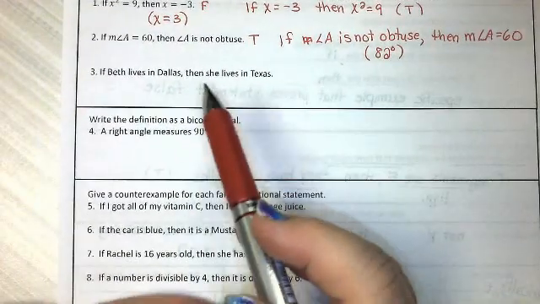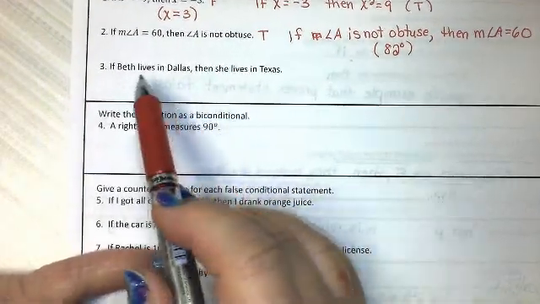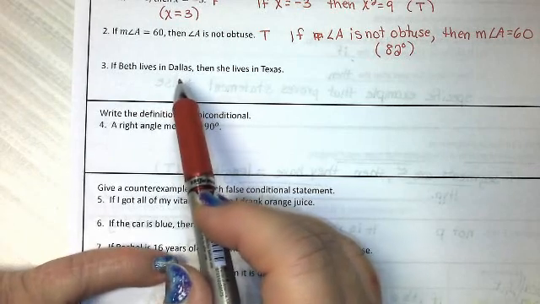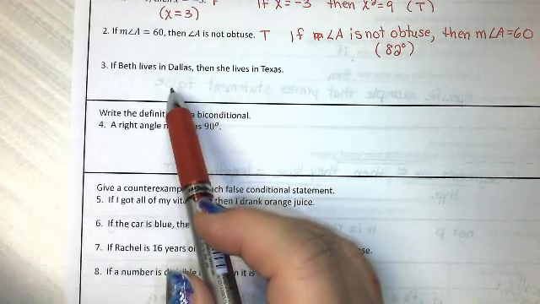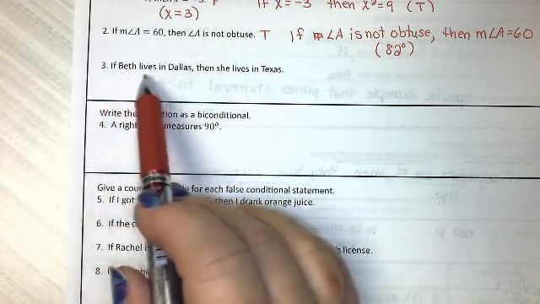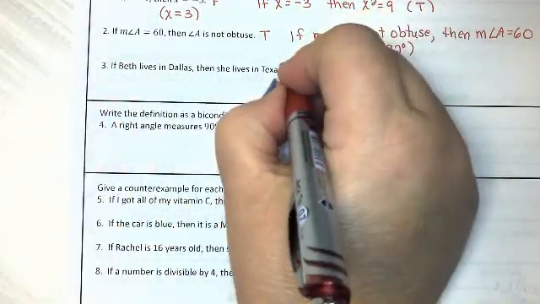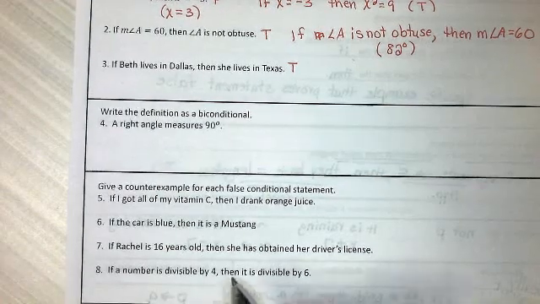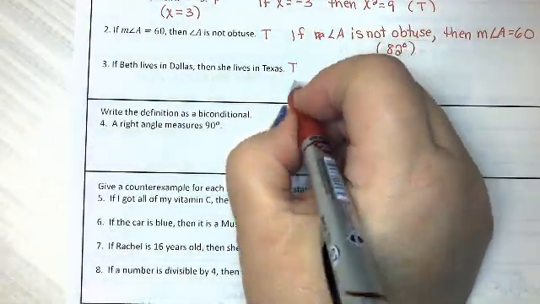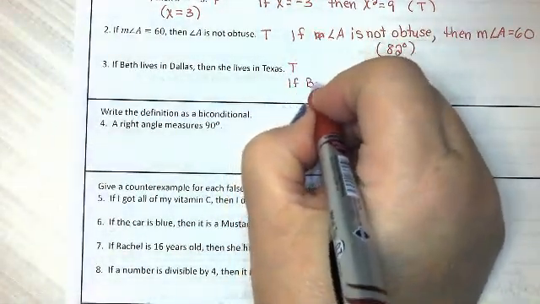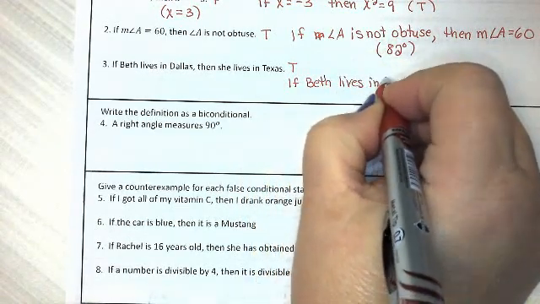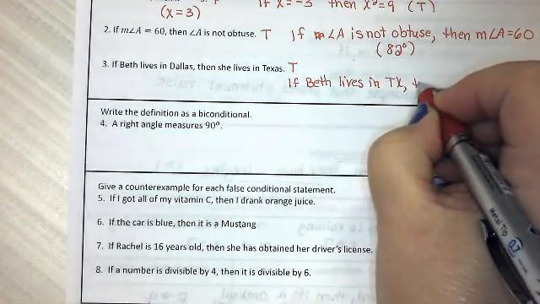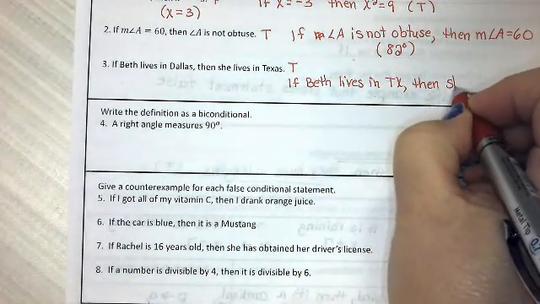So remember, your counterexample makes the if part still true, but you proved that the second part doesn't have to be. Now for this one, we're going to pretend that the only Dallas in the world is in Texas. I know that's not true, but those of us who live here feel that way. If Beth lives in Dallas, then she lives in Texas? Yes. Converse. If Beth lives in Texas, then she lives in Dallas.